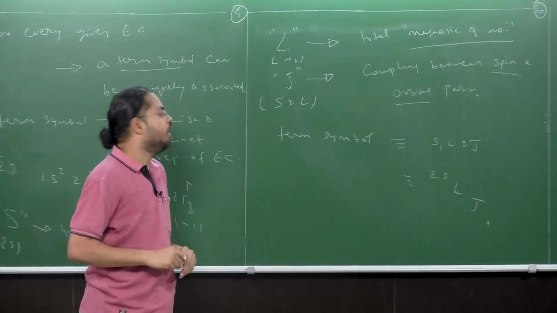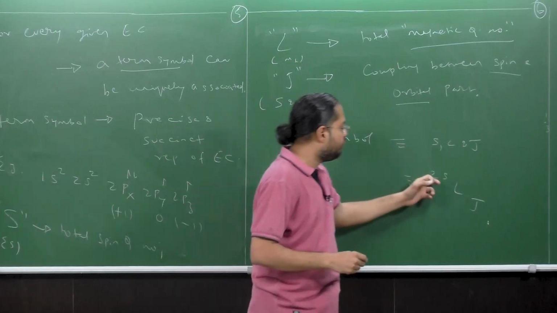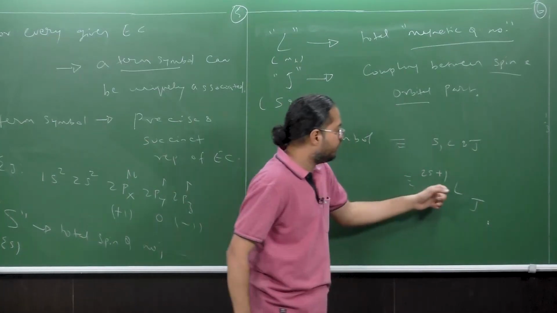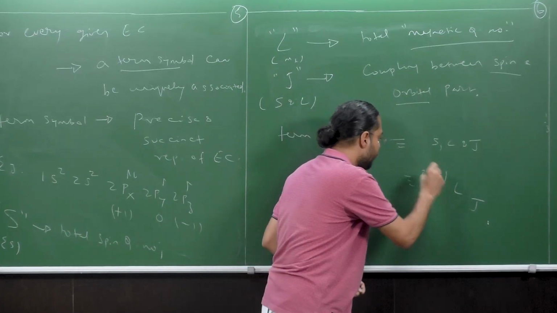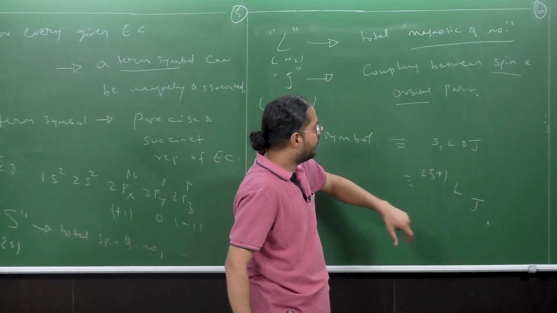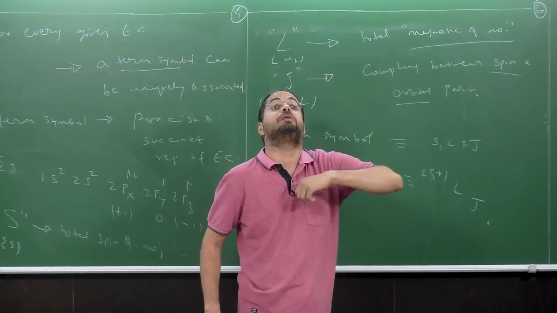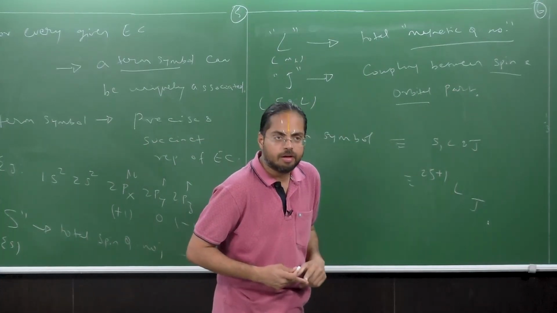Just hang on. So the term symbol is represented as 2S+1 L J, where we know this 2S+1 is what is called the spin multiplicity. Okay, fine.